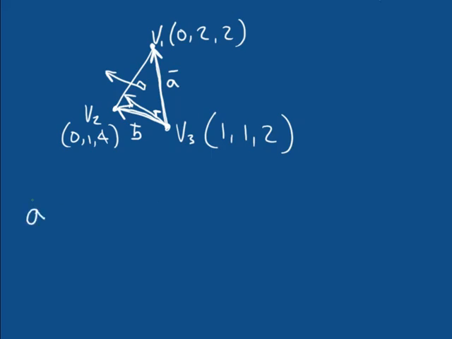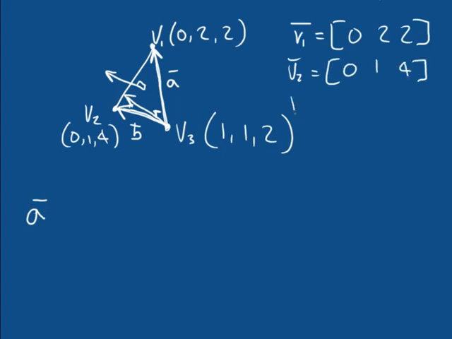So we know that vector A is traveling from point 3 to point 1. If I was to represent these points as position vectors, so position vector V1 is equal to 0, 2, 2. Position vector V2 is equal to 0, 1, 4. And position vector V3 is equal to 1, 1, 2.